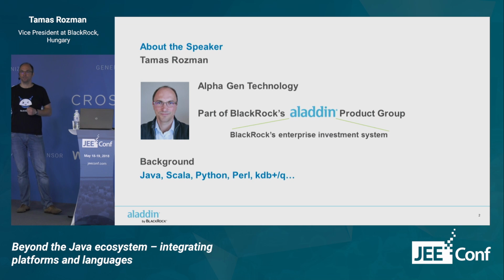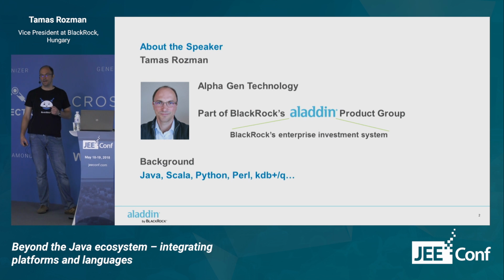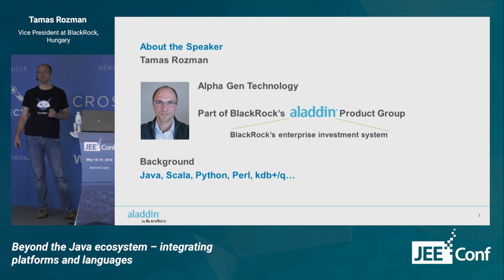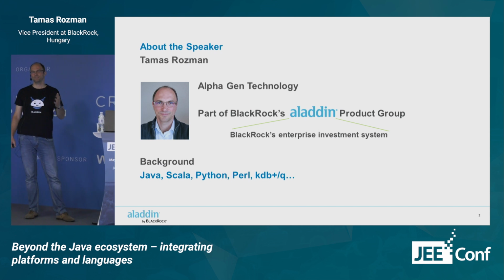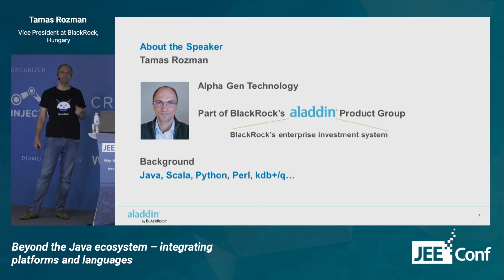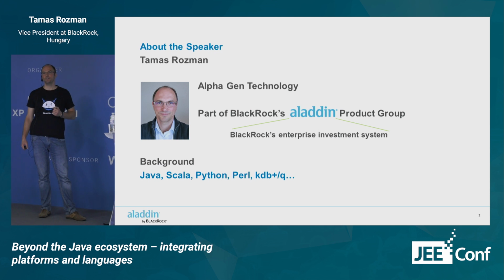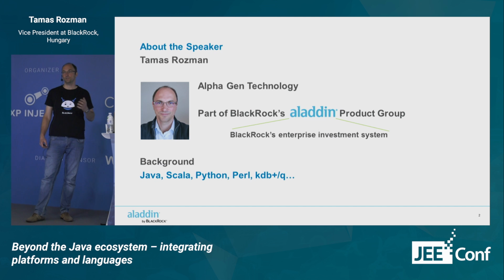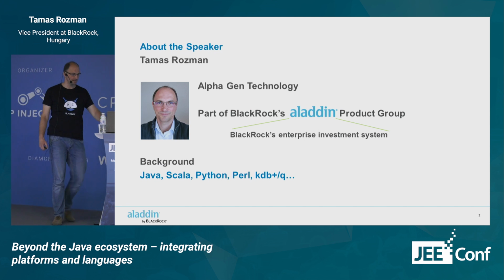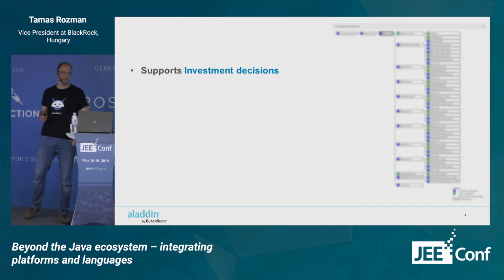My name is Tamas Rozman, and I work in the newly founded BlackRock office in Budapest within the AlphaGen technology team. My background is a bit heterogeneous. I still consider myself primarily a Java developer, but I have experience with various other languages, including Scala, Python, KDB+, and Perl. These come in handy during this project, where the goal was to integrate Python into an existing Java application. Let me tell you a few words about this application first.